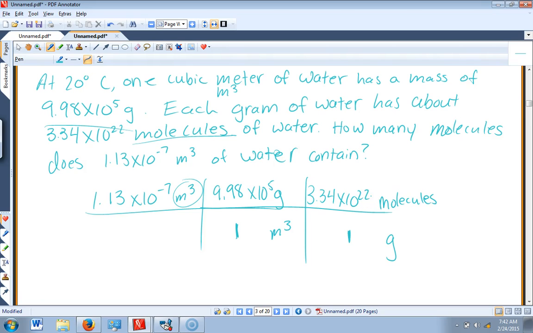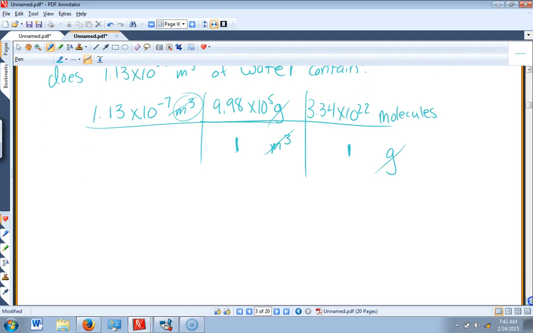Okay, so now what we see is that essentially our meters cubed is being canceled out by a meters cubed in the bottom. Our grams in the top is being canceled out by a grams in the bottom, and then all that will be left is molecules, which means that after we do the calculations, we will have what we want. So we're going to go ahead and do this now.